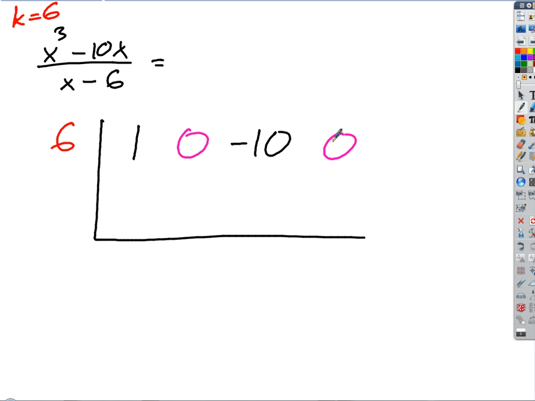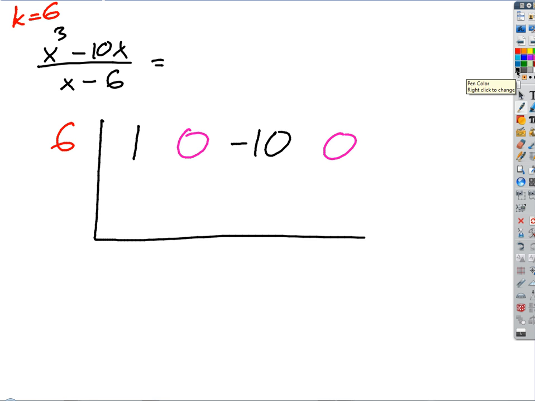Good. So remember what the rule is. We need to include zeros for every missing term in this polynomial, right? Now, how many missing terms are there? Well, we're missing the x squared term and the constant. You can always do a quick check to see if you have the right number of coefficients written down when you're doing synthetic division by just adding 1 to the degree of the polynomial, right? So if it's a cubic polynomial, you're going to have 4 coefficients, 1 for each power of x plus the constant, right?